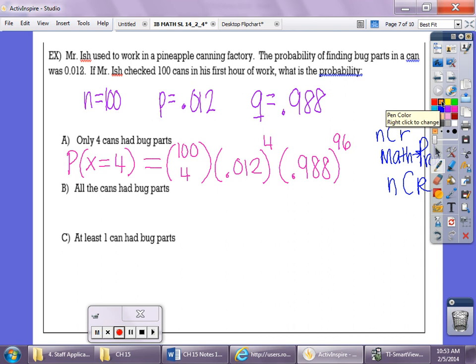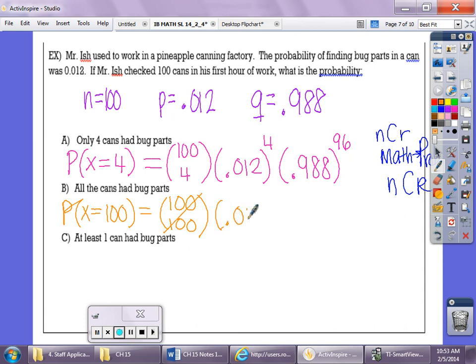All right. So next piece is all the cans had bug parts. So that's the probability that X is equal to 100. So every single can had bug parts. Well, that would be 100 choose 100, which we know is a value of 1. So I'm not going to even worry about that piece. And then 0.012 to the 100th power. And then 0.988 to the 0 power. Anything to the 0 power is also 1. So my actual value would be 0.012 to the 100th power. That probably will be a value very, very close to 0. So your calculator may just have 0.000, a bunch of zeros.